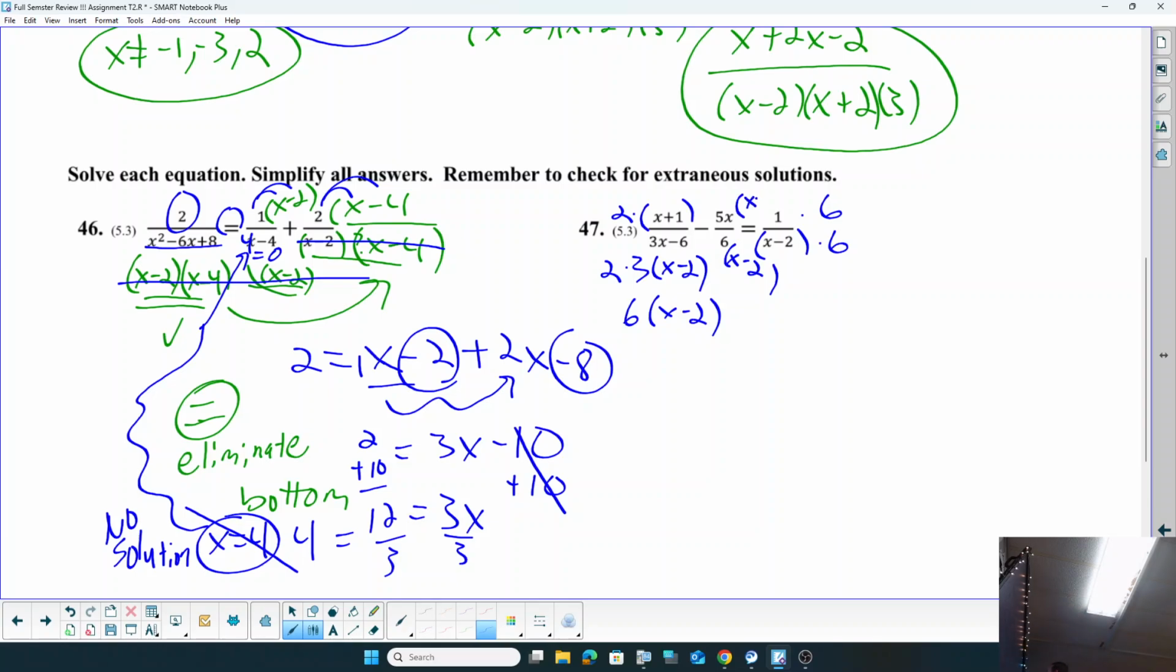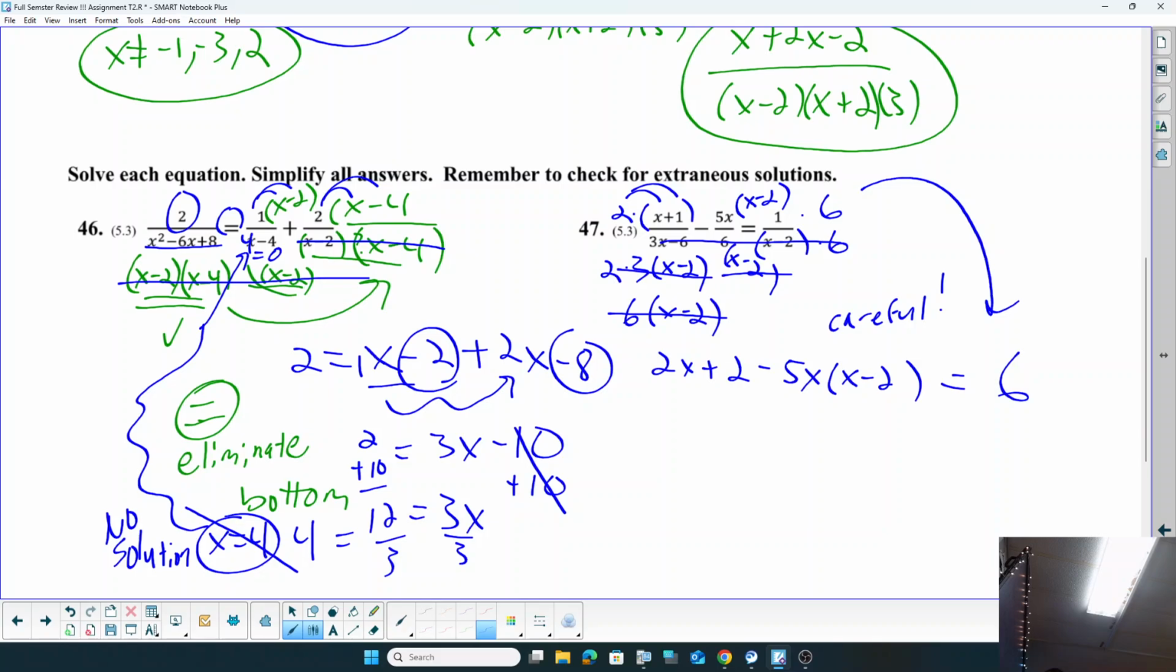And if you multiply by x minus 2, you've got to do it on the top. And then we eliminate the bottom and solve for the top. So that's 2x plus 2 minus 5x times x minus 2. Careful there. And then equals 6, since 1 times 6 is 6. So you get 2x plus 2 minus 5x squared, and negative 5x times negative 2 is a positive 10x, equals 6.